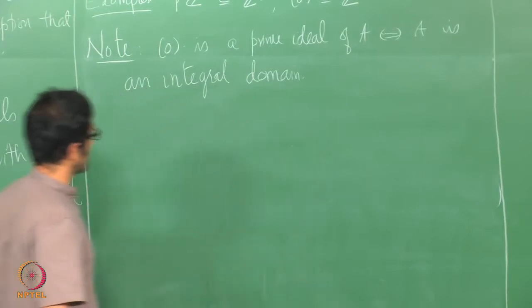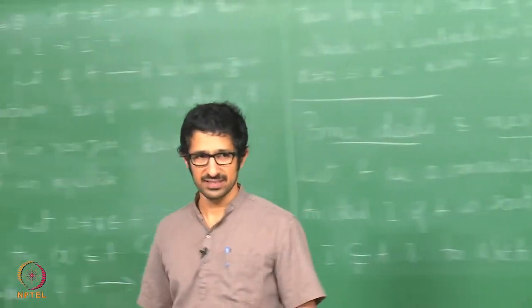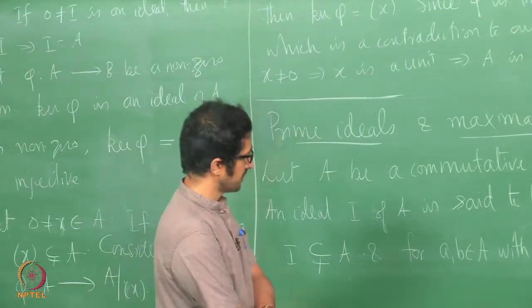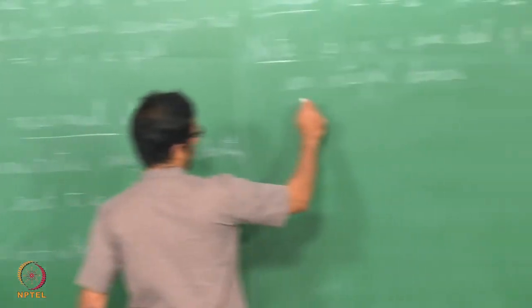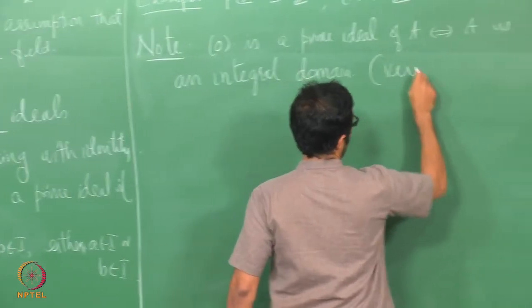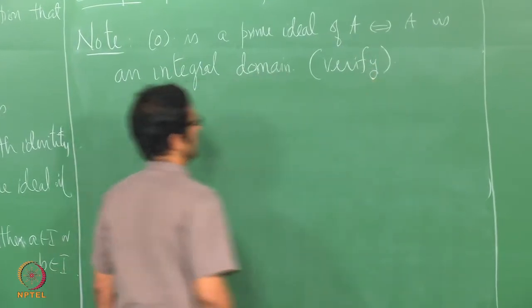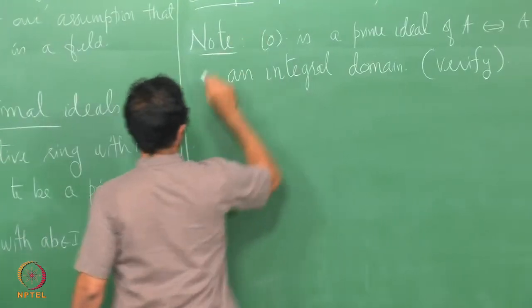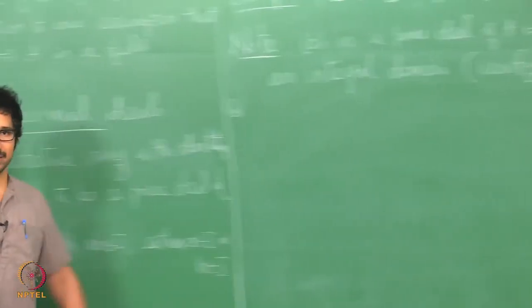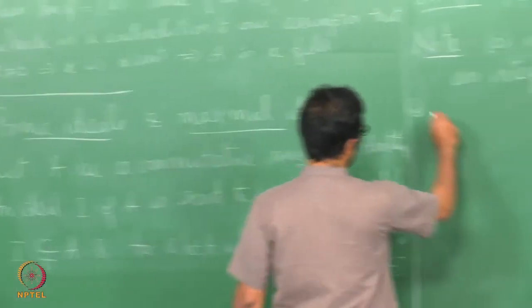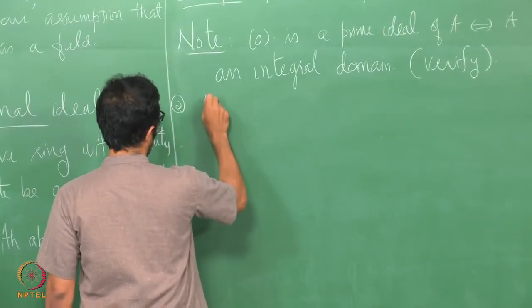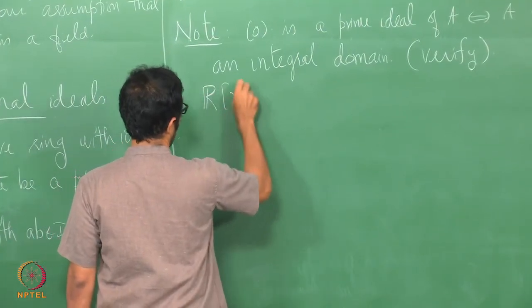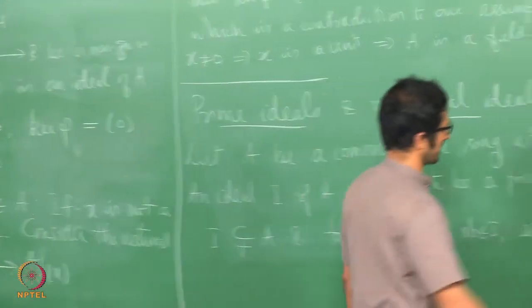Okay. So, try to write down a proof. It is very easy, but you should write it down. So, some more examples of prime ideals. Can you give me an example of a prime ideal in, let us say, R[x]? Ideal generated by x.